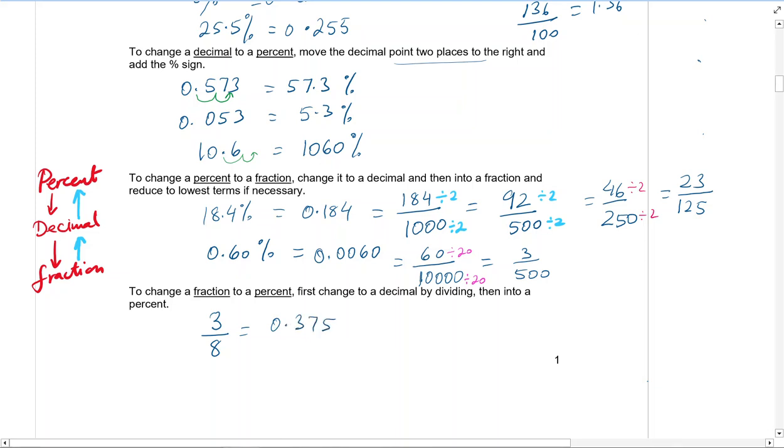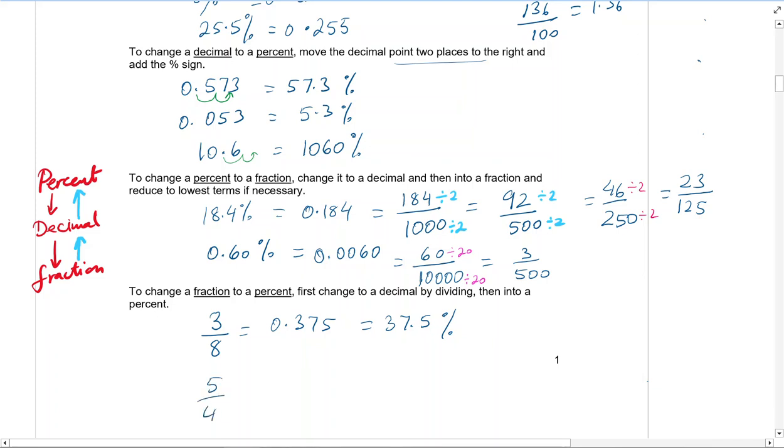And then how do we go from decimal to percent? We did it earlier. We multiply by 100. So multiplying by 100 means I'm going to move my decimal 2 places to the right and add a percentage sign.